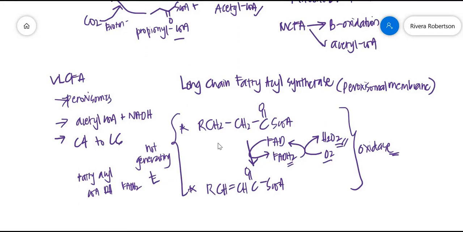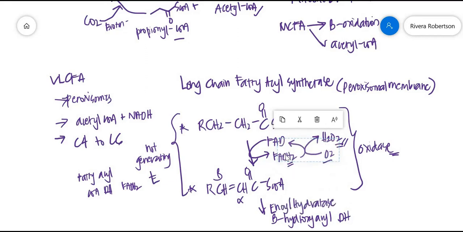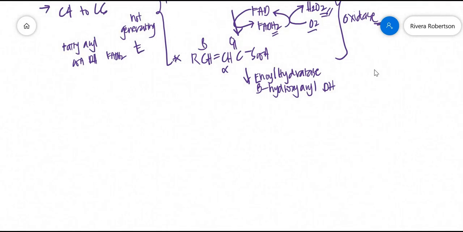And then, kung mapapansin nyo, yung product na natin ay yung merong double bond between your alpha and your beta carbon. Now, eto, dire-diretso na lang din to. It's pretty much the same with the reactions that happen in the mitochondria. So, nandyan yung enoyl hydratase. And then, you also have another enzyme which helps in the production of your ketone, and that is your beta hydroxyacyl dehydrogenase. And then another enzyme which releases the acetyl CoA, and that is your beta ketothiolase.